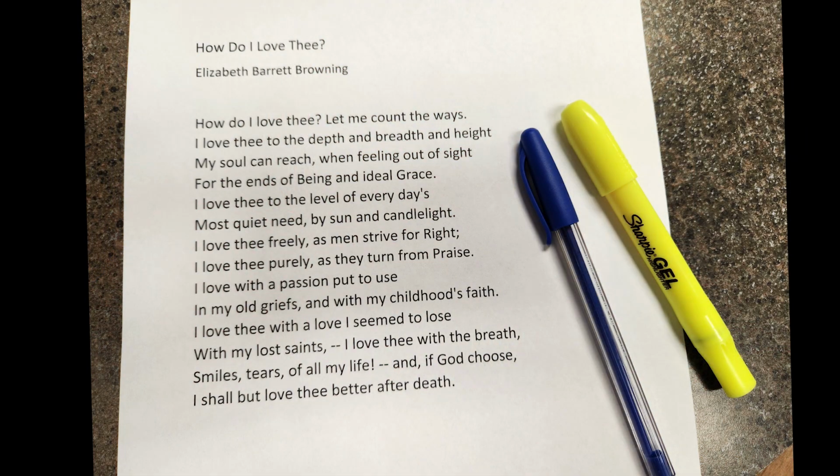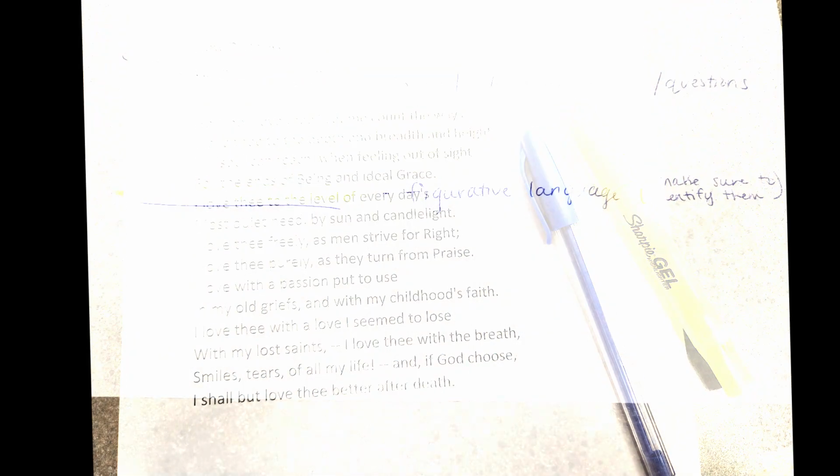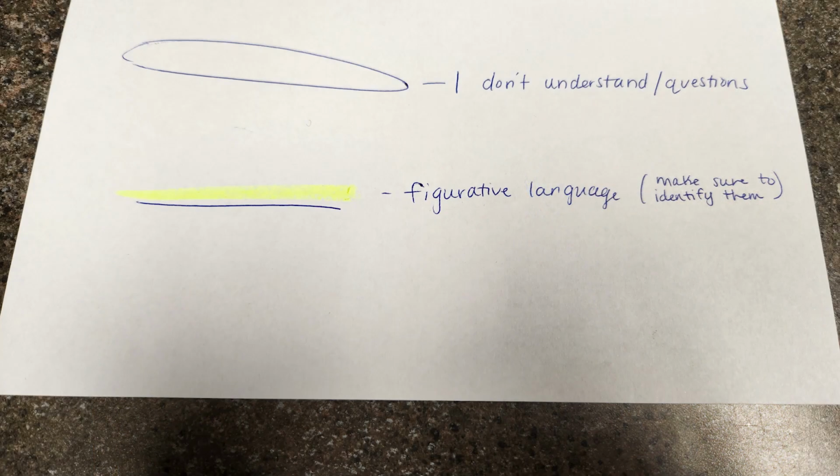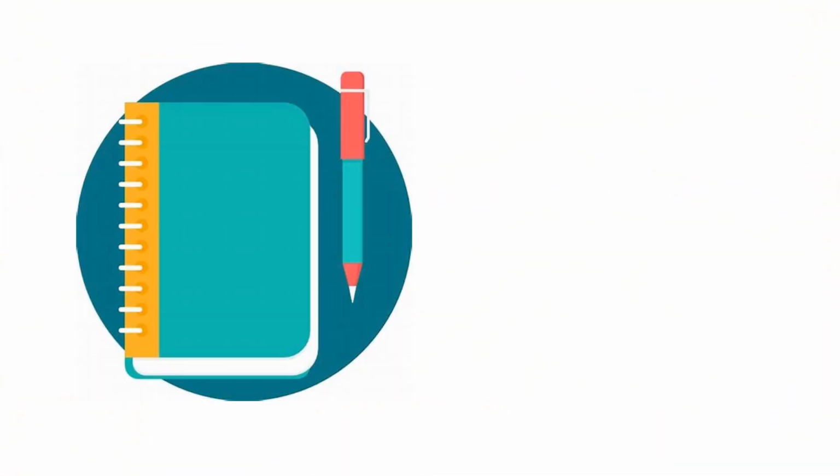You'll need your poem, a writing utensil, and a highlighter. Make sure to create a key like the one below. Here's an overview of the 6 key steps to efficiently annotating a poem.